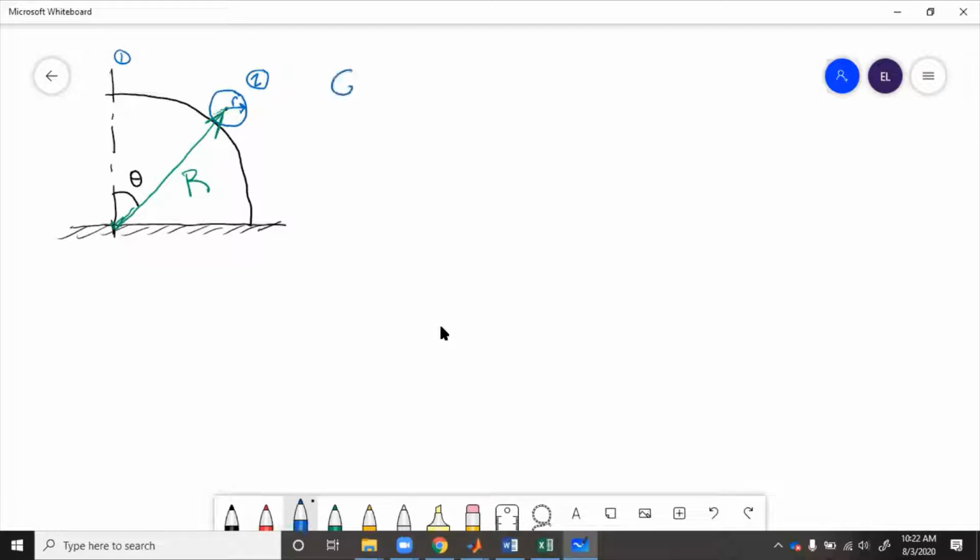If we're given that it starts from rest, we are given the radius of the hill, the radius of the ball, the mass of the ball, and the angle, theta, that it's gone through so far. We need to find the velocity of the ball at that point.